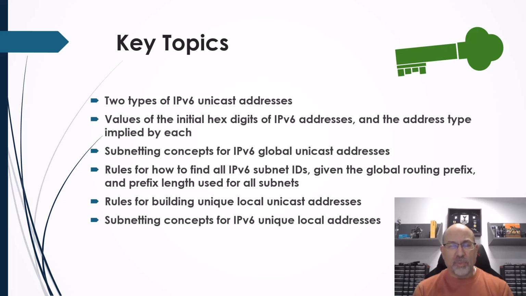We're also going to talk just briefly about some of the RFCs associated with this, and we'll talk about the rules for building unique local unicast addresses. Turns out they're written down in an RFC for us. And we'll wrap up with a quick comment on the subnetting rules for unique local. It turns out that they're very similar to the global unicast addressing.